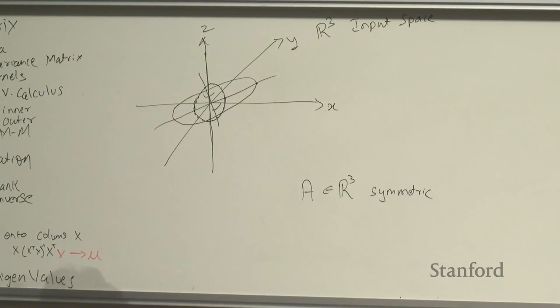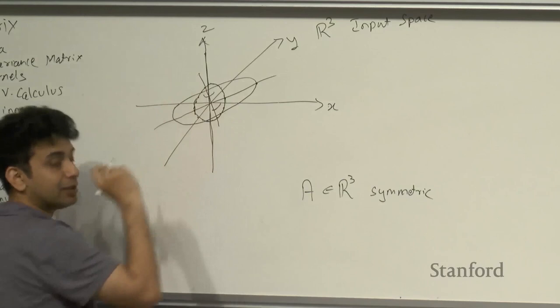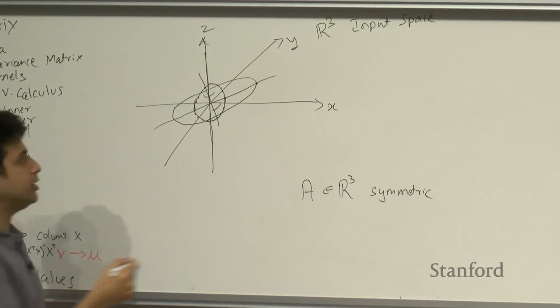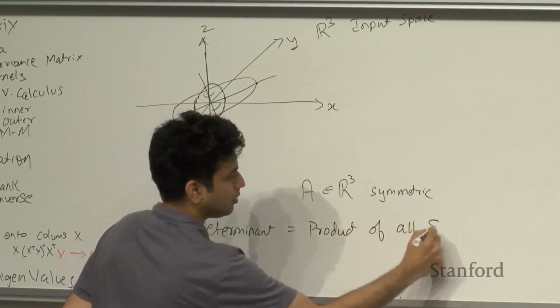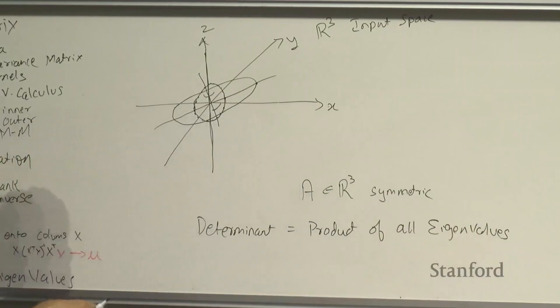Now, the product of all the eigenvalues of a matrix is also the determinant. So the determinant of a matrix is the product of all eigenvalues, right? So the determinant of a matrix depends only on the eigenvalues. The eigenvectors don't matter.